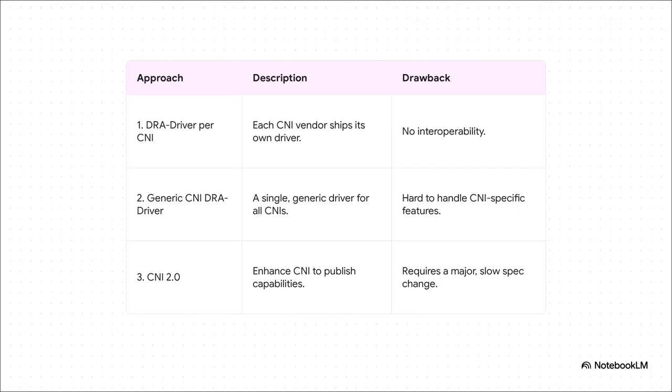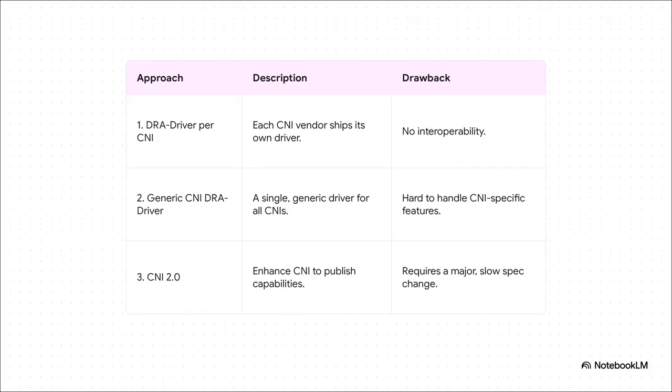The second approach is to create a single generic CNI DRA driver that tries to be a universal adapter. This is simpler, but its limitation is that it can only expose generic attributes like PCI IDs or bandwidth, and it would struggle to handle vendor-specific features or advanced data planes.